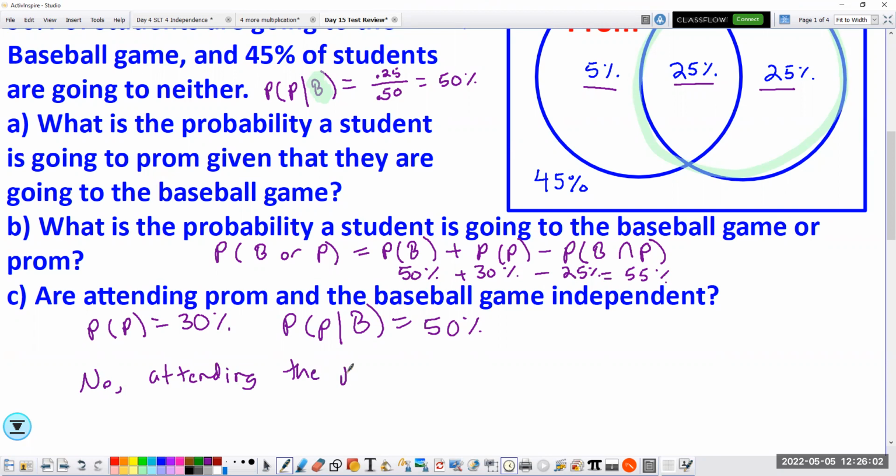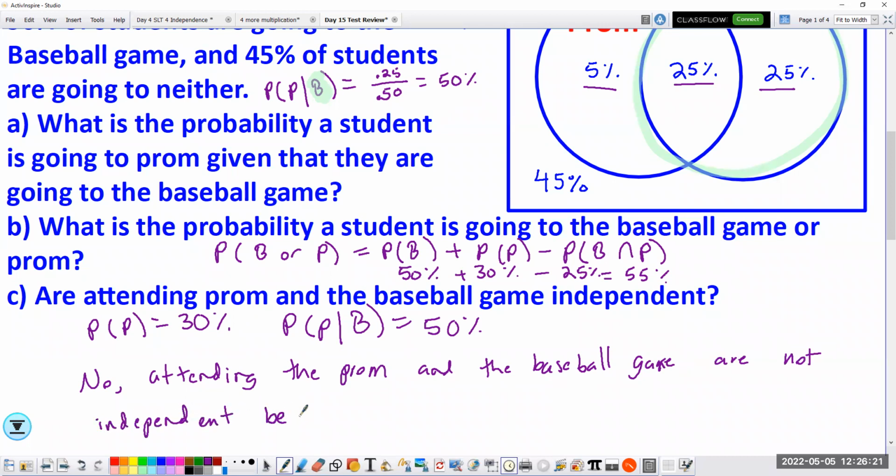Attending the prom and the baseball game, that's an M, are not independent because the probability of the prom does not equal the probability of prom given baseball. And I've stated those two values up there. So I don't need to remember this.